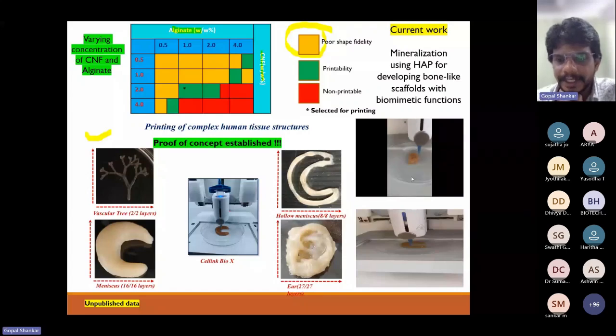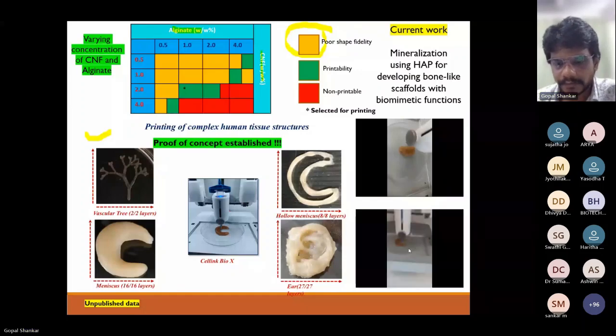So the material is extrudable from the syringe, and the material exhibits some kind of shape fidelity. That is why we are able to print layer over layer. If the material is not extrudable properly, and if there is no shape fidelity, it will collapse completely. Okay, and this is the same thing with the hollow meniscus. We're able to print structures. Okay, so it is a long video, I'm just pausing here.